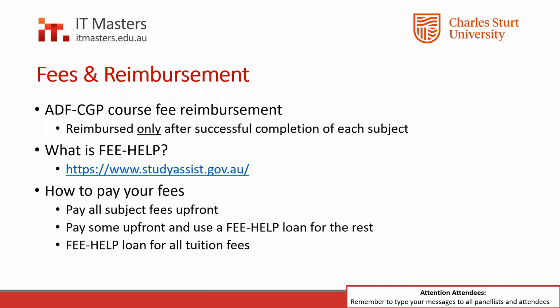So in summary, there are 3 options for you to pay your course fees before they are reimbursed. The first is you can pay them all out of your own pocket. The second is you can pay part upfront, and the second part can go to FEE-HELP by filling out that form. Or lastly, you can put all your fees to FEE-HELP. And if you want to know more about what FEE-HELP is, you can type in Study Assist, and their website will come up. There's further information about the loan program, eligibility, and repayments.